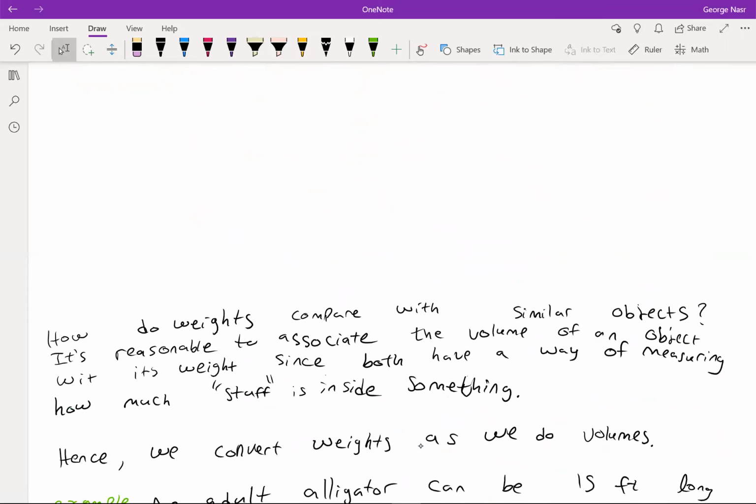So I now want to talk about how to compare weights of similar objects. You probably just heard the dog as well.